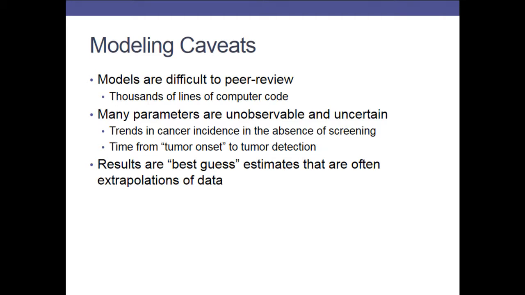And we try to overcome that through the calibration process with known data. But the truth is we are always still estimating some unobservable trends, such as what is the incidence of cancer in the absence of screening, which is sometimes hard to know once a screening program has been in place for a really long time. Or what is the actual time between when a tumor exists to when it's detected. And finally, modeling, in the end, results are always best guess estimates that are extrapolations of data. So you have to be aware of that.